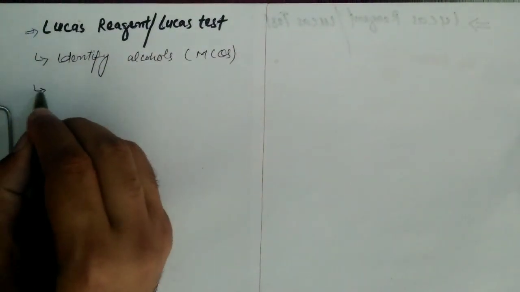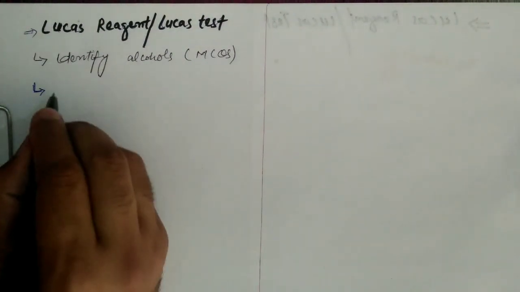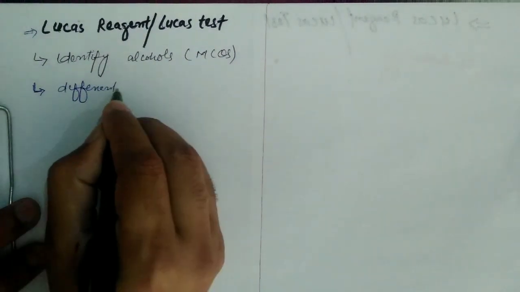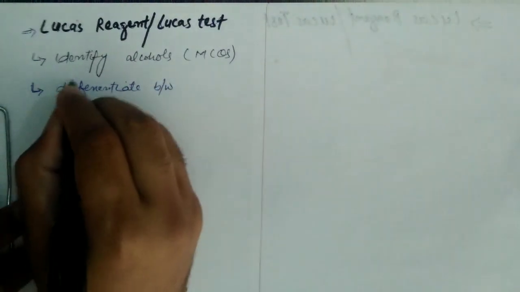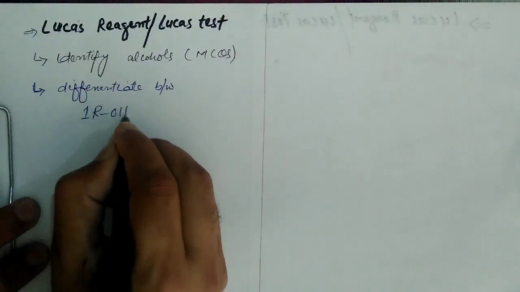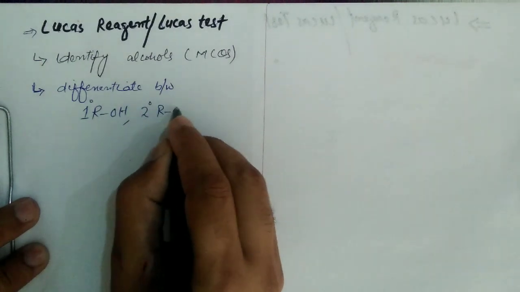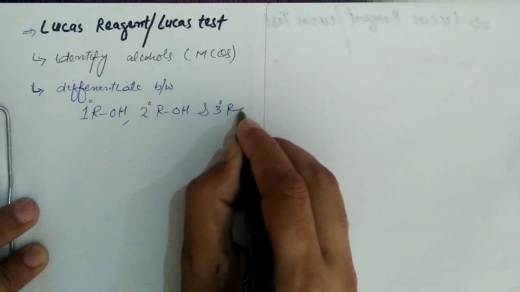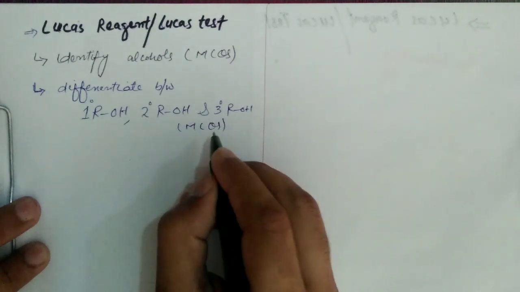Second, the Lucas reagent or Lucas test is used to differentiate between primary alcohol, secondary alcohol, and tertiary alcohol. This is also a kind of MCQ.